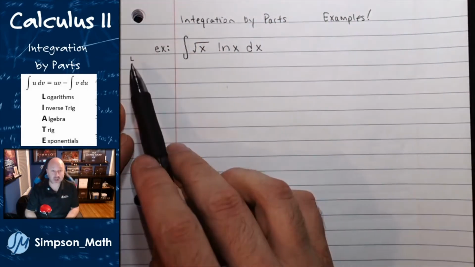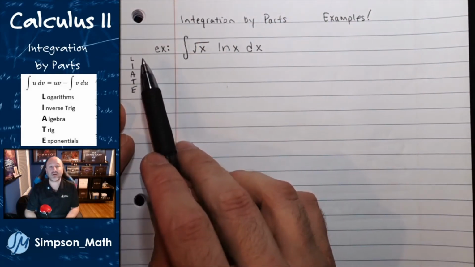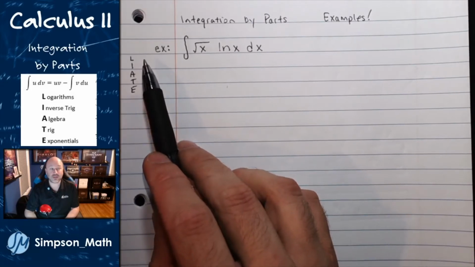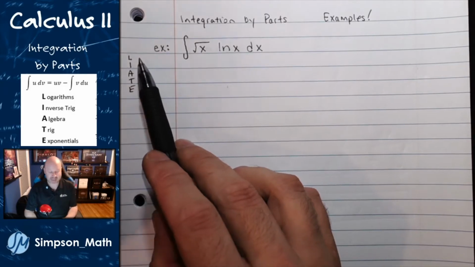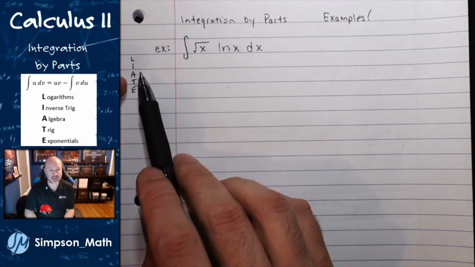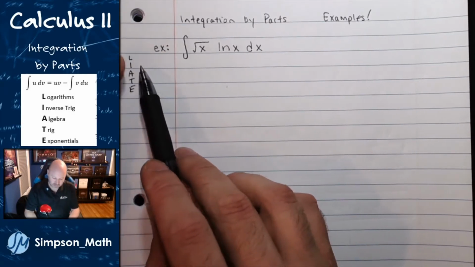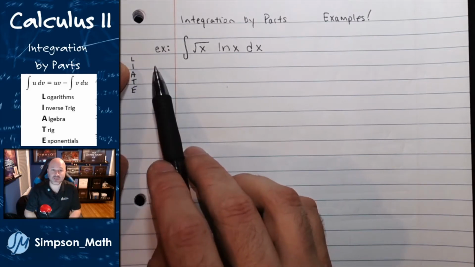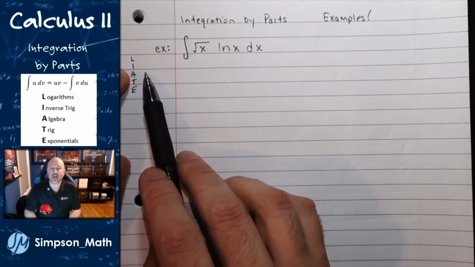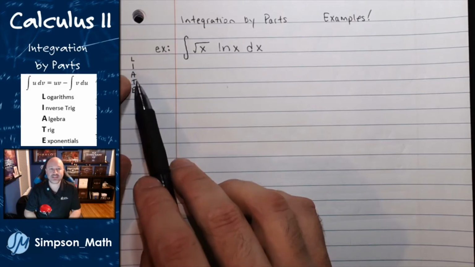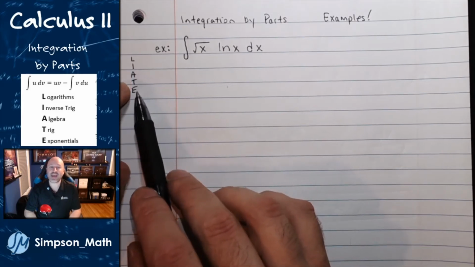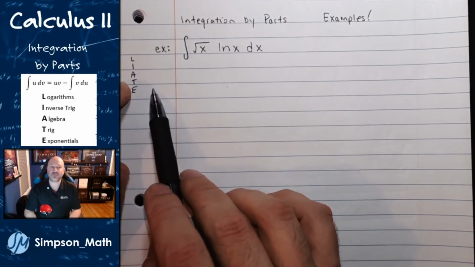That stands for logarithms. So if I have a logarithm in the problem, I want to let u be that logarithm. And then whatever comes next, I want to be the dv. I stands for inverse trig. A is any algebraic expression. T is regular trig. And E is exponentials.